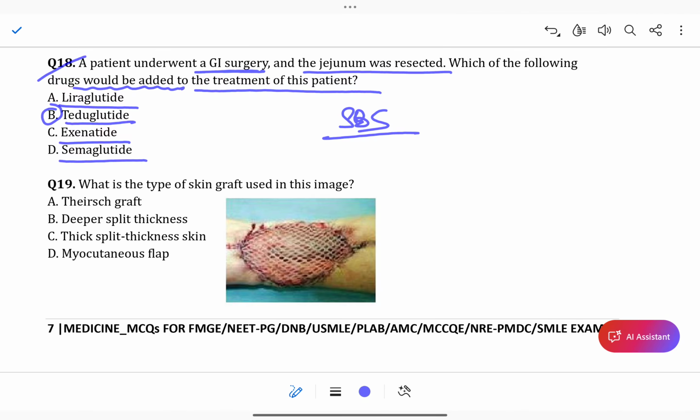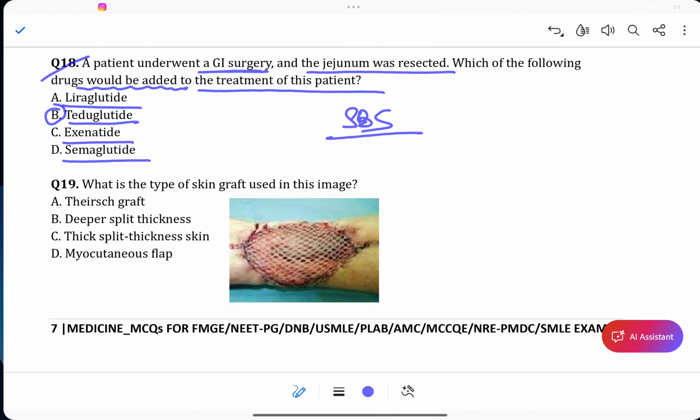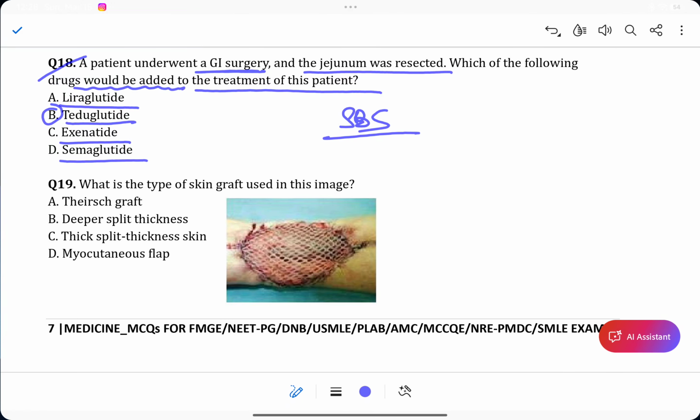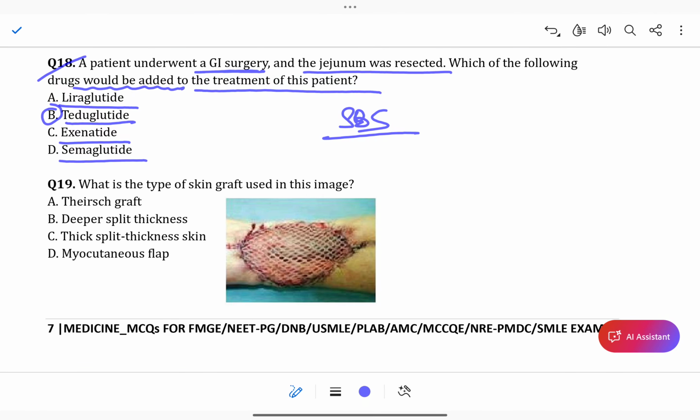Point number 2, teduglutide, a GLP-2 analog, promotes intestinal adaptation by enhancing mucosal growth, improving nutrient absorption, and reducing the need for parenteral nutrition. Point 3, clinical studies show it effectively treats SBS, that is short bowel syndrome, after resection, including jejunostomy cases.